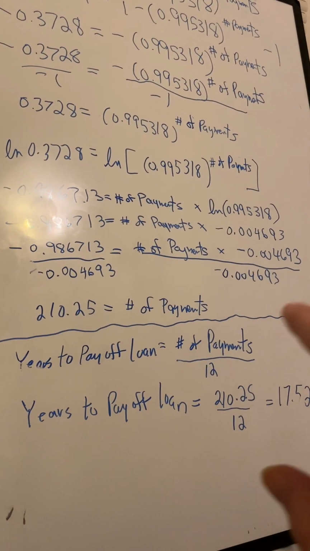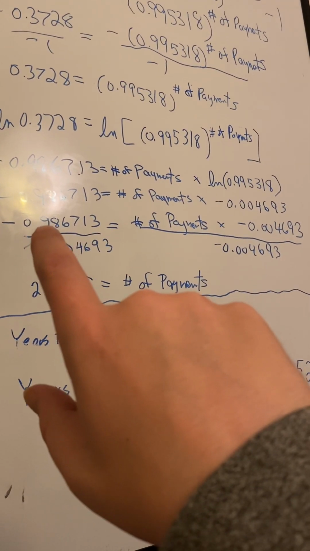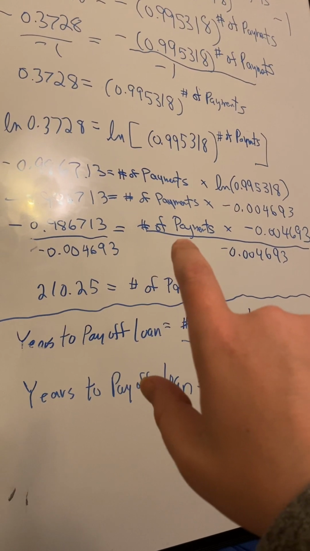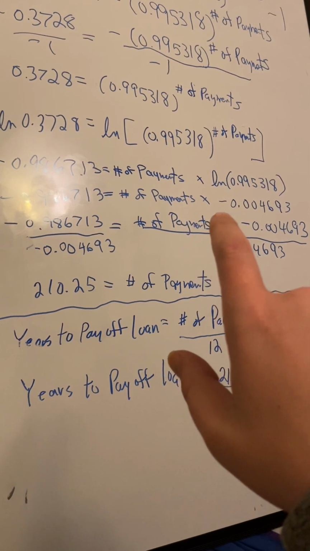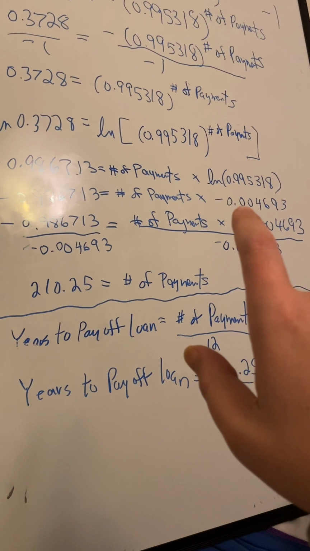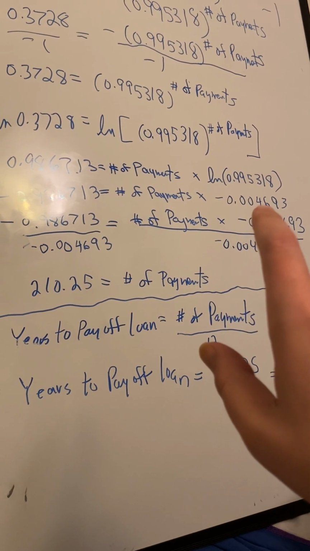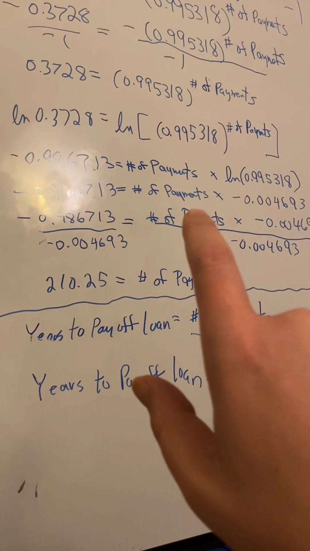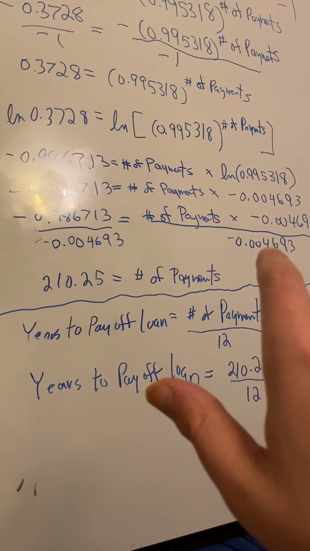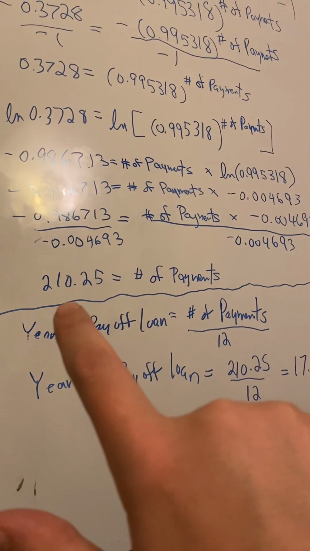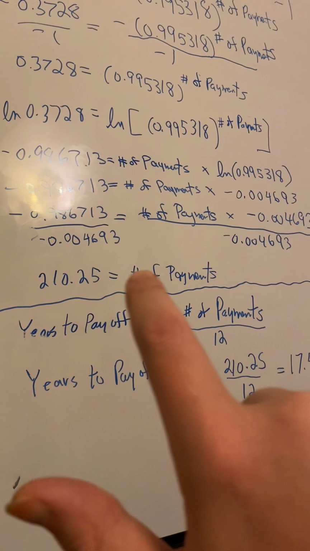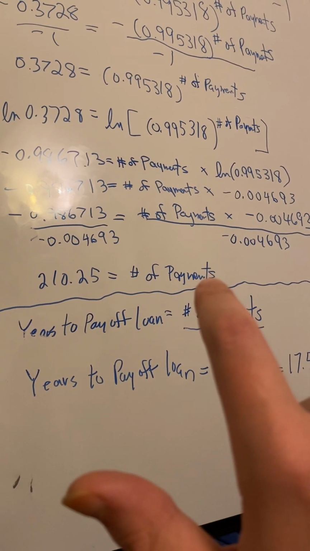So we have negative 0.986713 is equal to the number of payments times, and when we do the ln of 0.995318, we get negative 0.004693. So we divide both sides by negative 0.004693, and we get 210.25. That's the total number of payments we made.